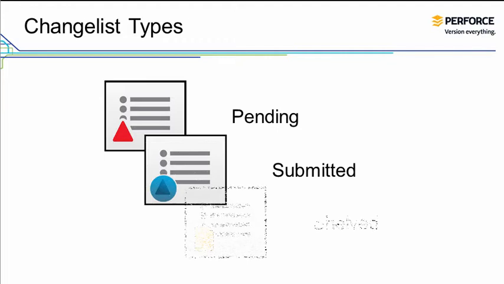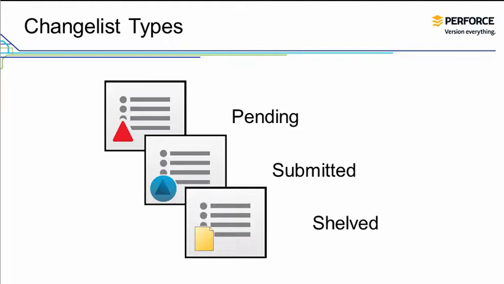A change list can be in one of three states: pending, submitted, and shelved. Unsubmitted change lists are referred to as pending change lists. Once a change list has been successfully submitted to the server, the change list state is updated to submitted. Shelved change lists are a special form of pending change list. You can use shelved change lists to temporarily store workspace files on the server without submitting your changes to the versioned file repository.